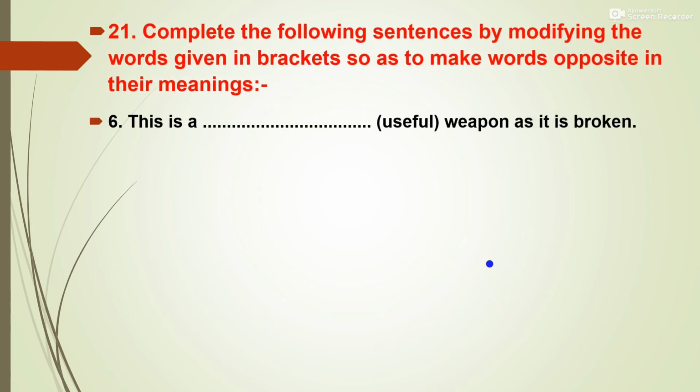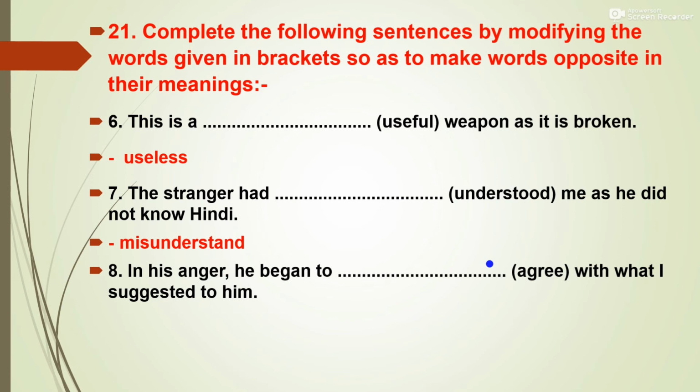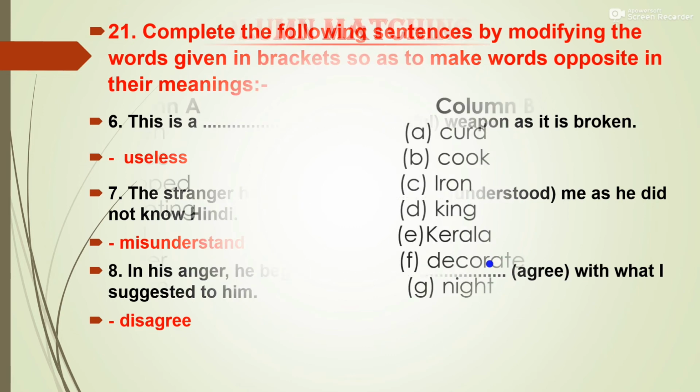Complete the following sentences by the same question. This is a dash weapon as it is broken. Useful, opposite useless. The stranger addressed me as he did not know Hindi. Understand, opposite, misunderstand. In his anger, he began to dash with what I suggested to him. Agree, disagree. In his anger, he began to disagree with what I suggested to him.